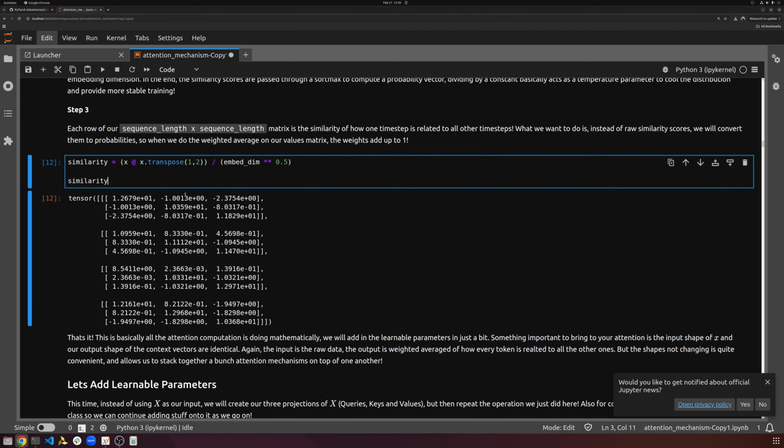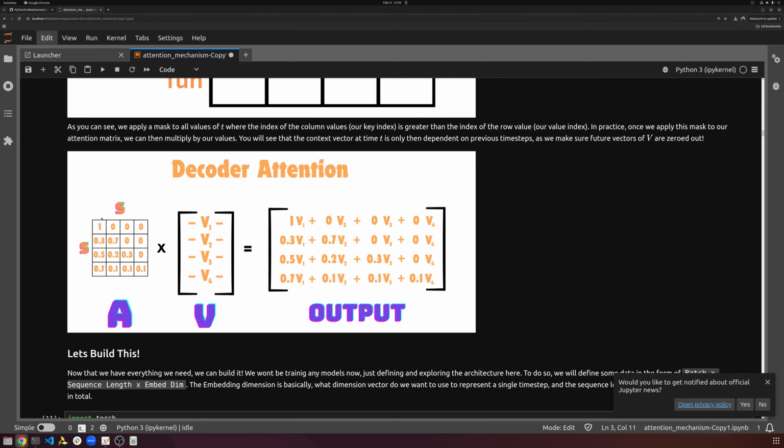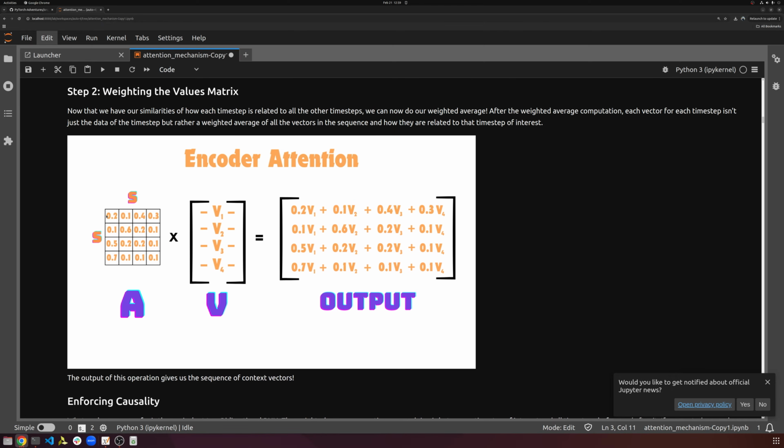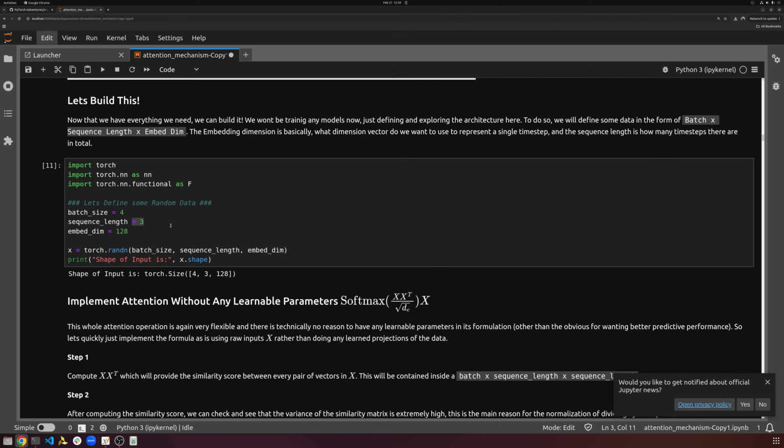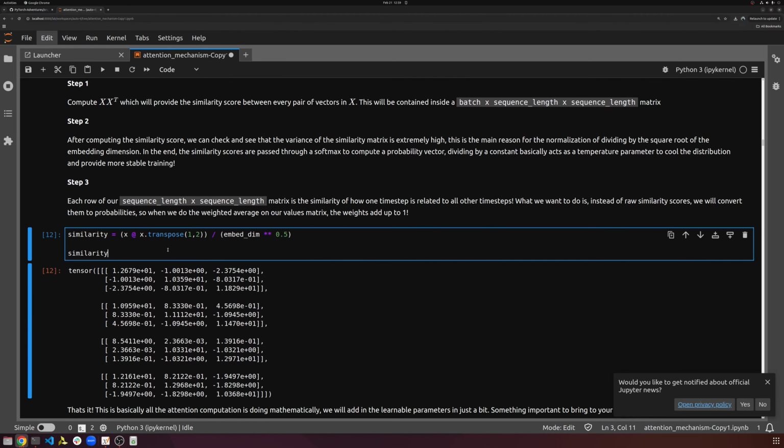But what we want is for every row of our attention matrix, as we saw up here, to add up to 1. So when we do the weighted average with V, we're weighting by some type of normalized probability. So how do we turn a vector into something that adds up to 1? Well, the softmax seems to be the obvious choice because we use it for everything else in neural networks. So we're going to go and apply the softmax.